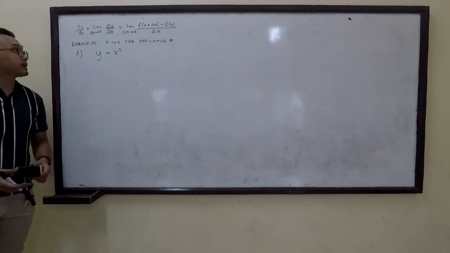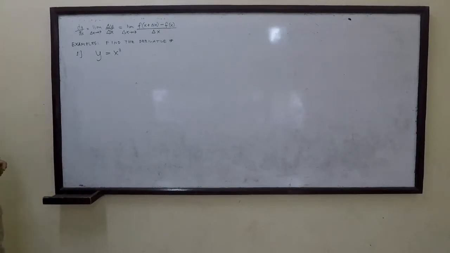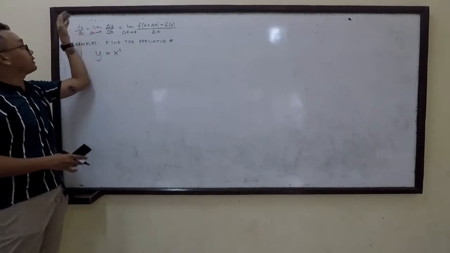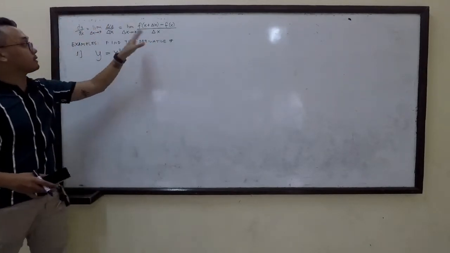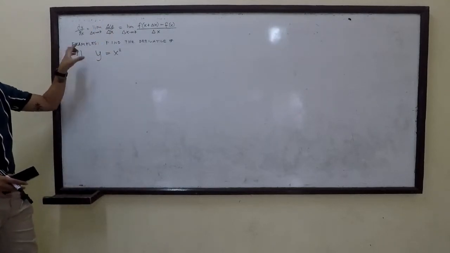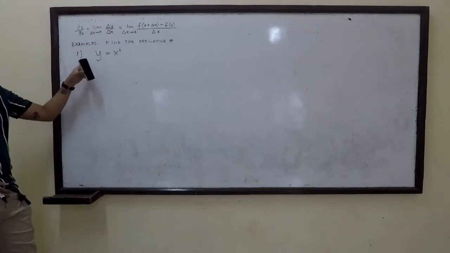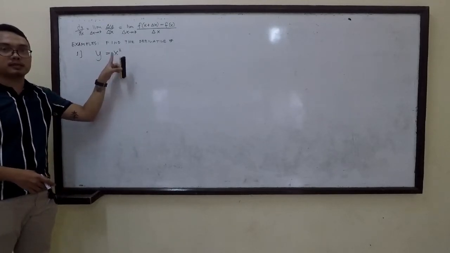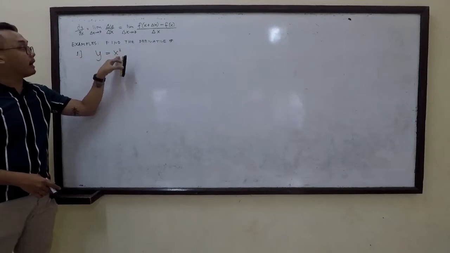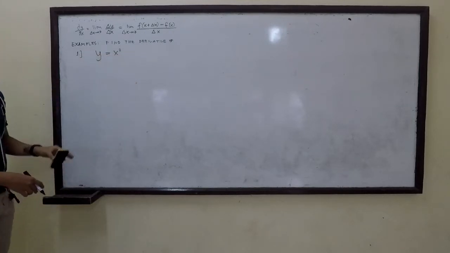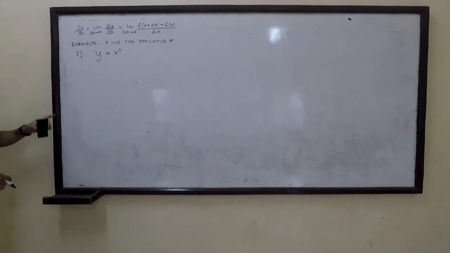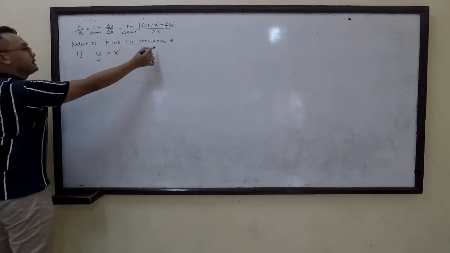Okay. So example number 1. So the formula for dy over dx is something like this. Example number 1, find the derivative of this function. So y is equal to x squared, or y is a function of x because y is dependent on the value of x. So the independent variable here is x, the dependent variable is y. By using this formula, we can find the derivative, which is just dy over dx.